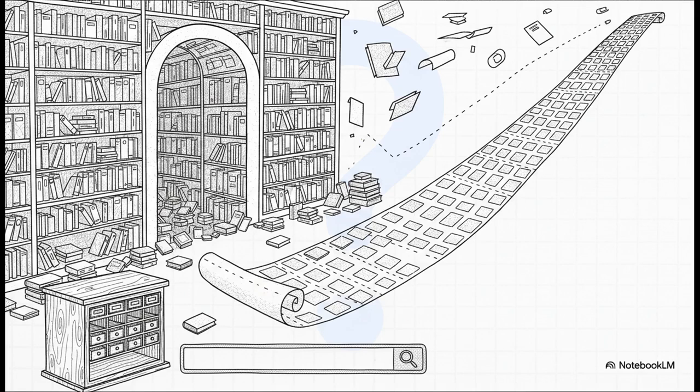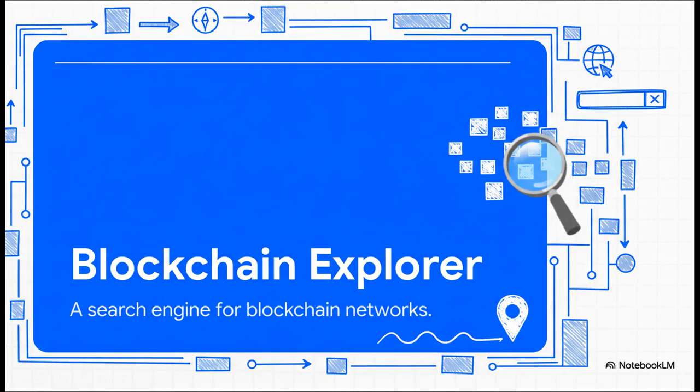Okay, picture this, a giant global library that has every book ever written. But there's no card catalog, no search bar, nothing. That's kind of what a blockchain is, right? A massive, transparent ledger of information. So the big question is, how in the world do you find one specific transaction out of billions? And that is where this beautiful, elegant solution comes in.